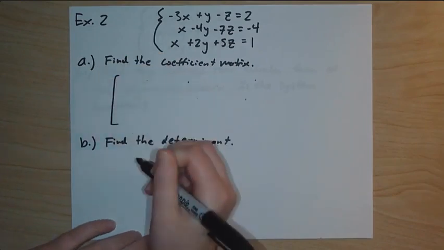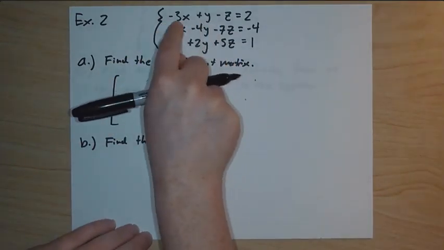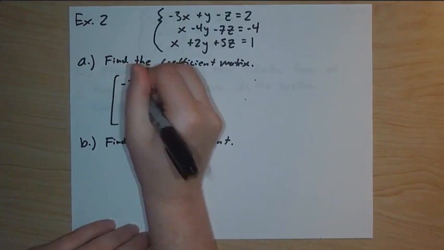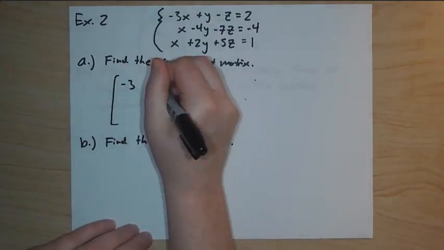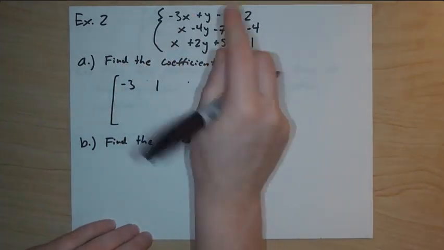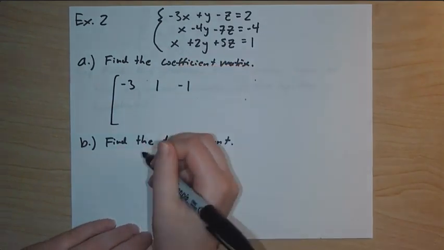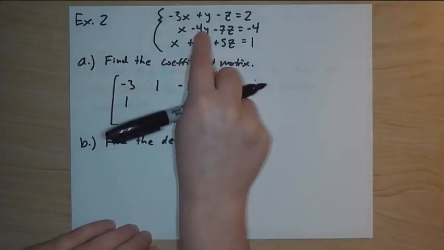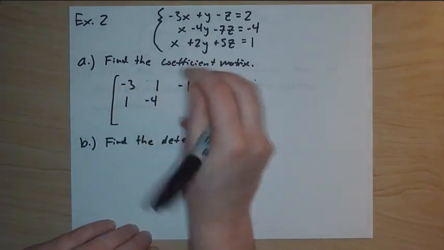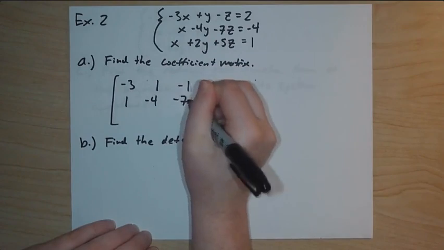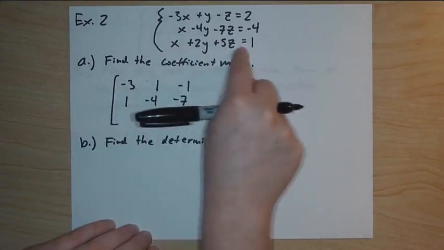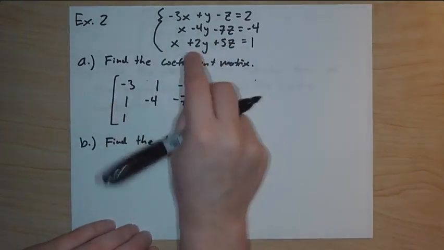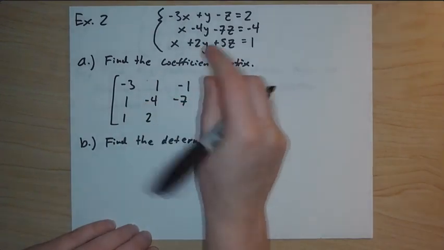So for the first row, we have the coefficients negative 3. In front of y, we just have 1. In front of z, we have negative 1. And for the second row, we have 1, negative 4, negative 7. And for the last row, we have 1, 2, and 5.